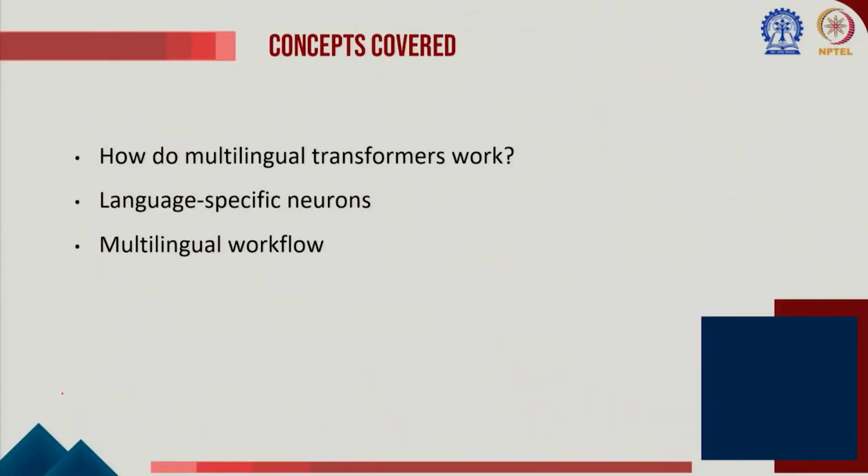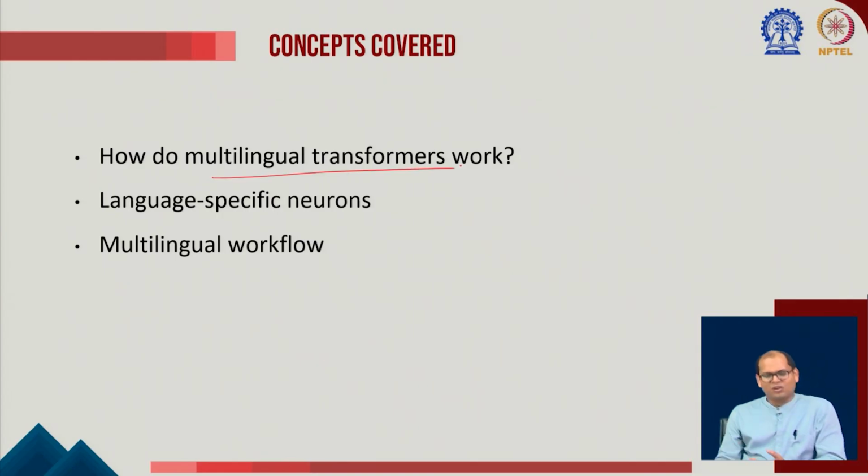So we started a discussion about model interpretability, and in this lecture we will see how we can extend that to multilingual scenarios. We'll talk about various interesting topics, like what is our understanding of how multilingual transformers really work. We'll come back to the discussion about language specific neurons: how do we identify neurons that are responsible for specific languages? And we will give some hypotheses that were there for the multilingual workflow. So if you have a query in a language other than English, how does a language model that has been trained primarily on English, but also on other languages, work?